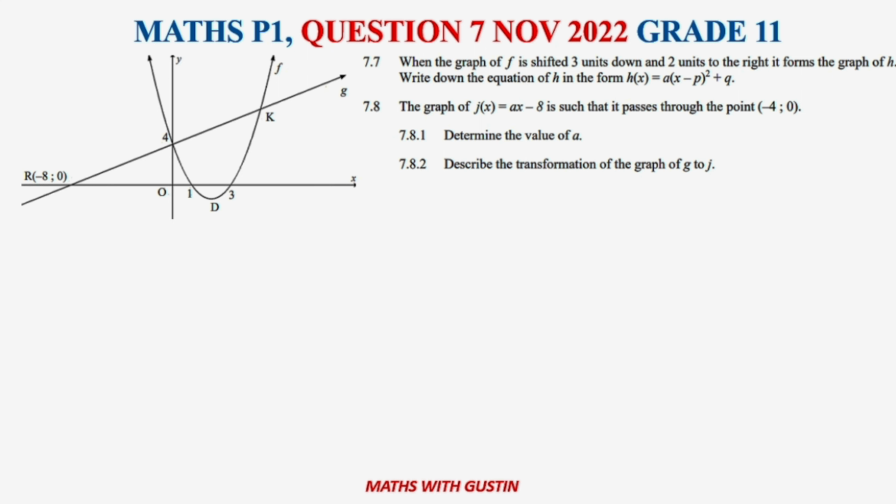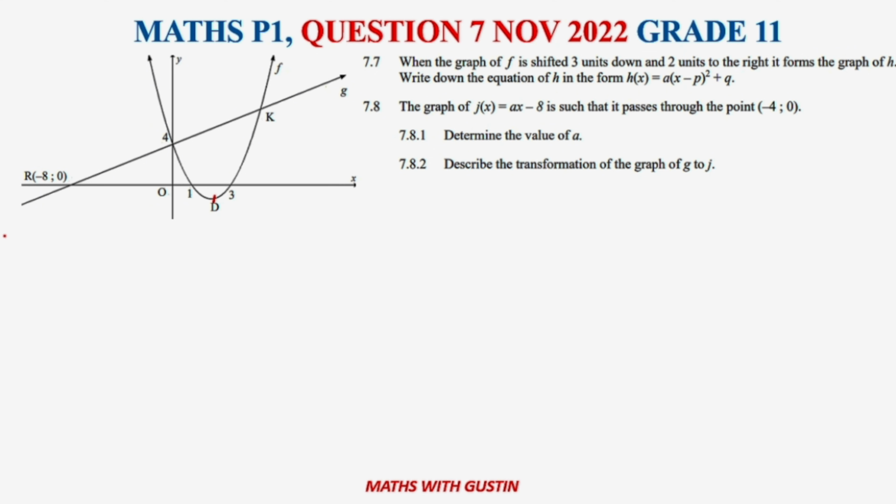Okay, write down the graph of f. If it is shifted 3 units downwards and 2 units to the right, it forms a graph of h of x. Write down the equation of h in the form of that. Okay, all right, so it is still a parabola. So therefore we know the turning point here in this graph.